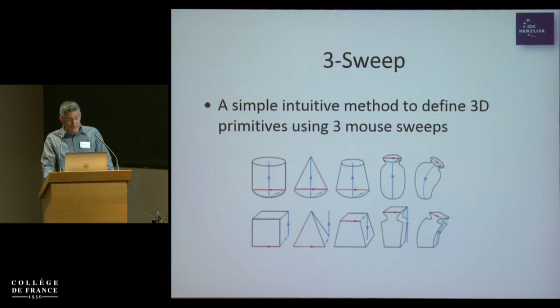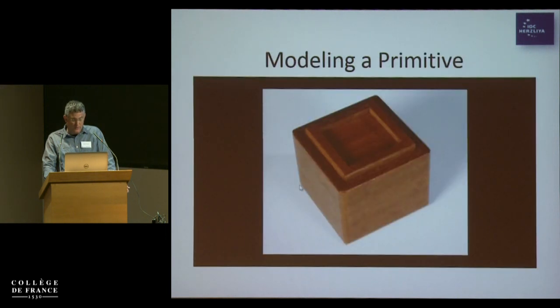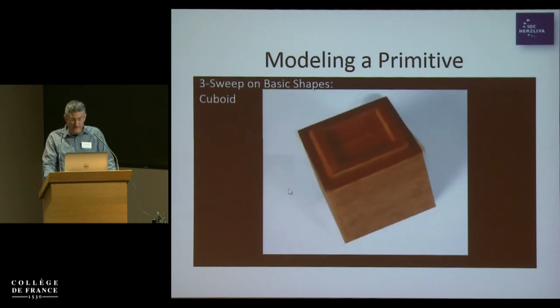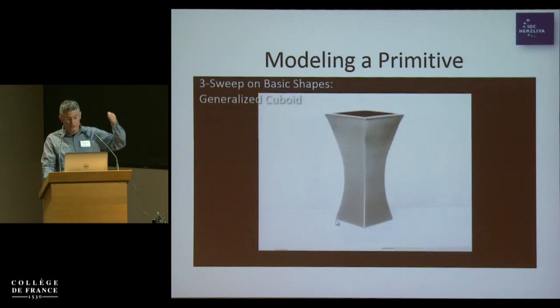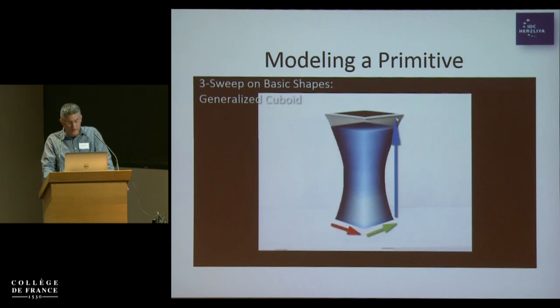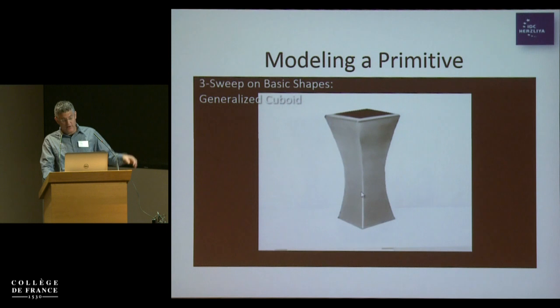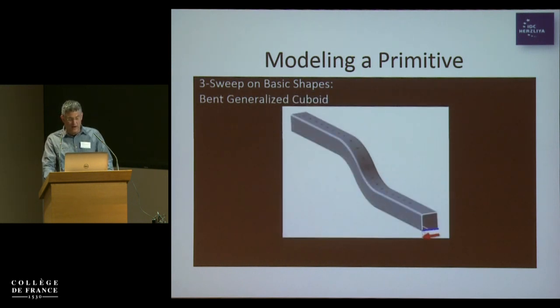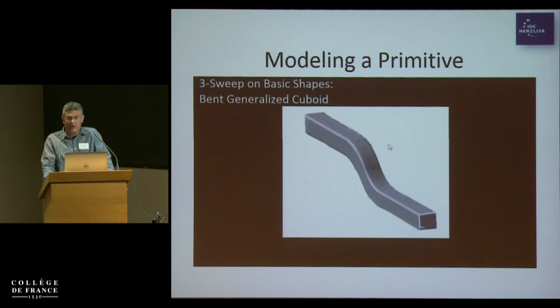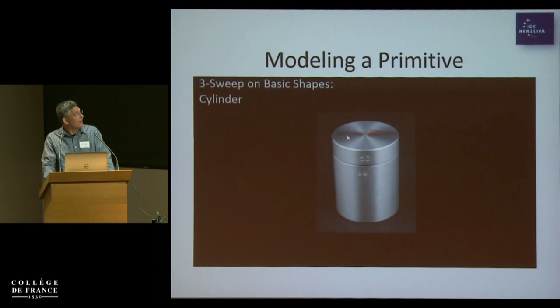So what we introduced is what we call the three-sweep approach, and that's basically a very simple, and in this case simple for the user, intuitive way of creating these three-dimensional primitives. And here's how it works. Basically, what you do is you run 3 sweeps: 2 to define the profile, and 1 to define the extrusion of the object that you want to model. But you don't do it anywhere in space. You do it on an image and sort of copy the elements that are inside the image to create this 3-dimensional object.